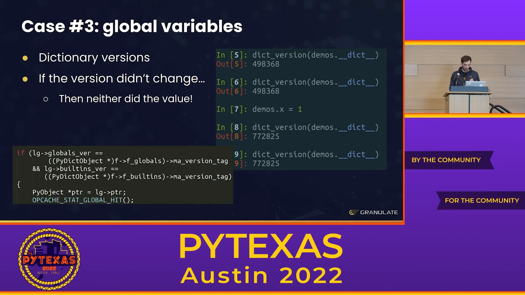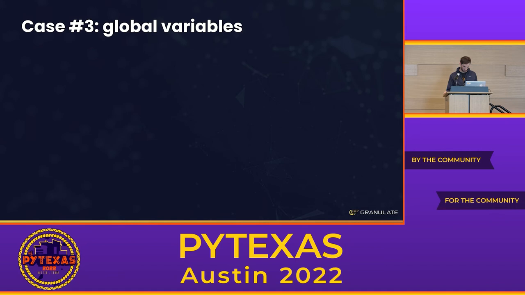So how does it work? Well, each dictionary in Python has a version field attached to it. The version of a dict changes whenever the dict changes: assigning a new value, deleting an existing value, modifying a value. On the right hand, you have a simple Python code that reads the version of a dict. And if we modify the dict and read it again, the version will change. The load global inline cache stores the version of the globals and the built-ins, but we won't get into that. Upon the next run of the same opcode in this same function, if the version hasn't changed, then we can skip the lookup and use the cached object, which is cool.